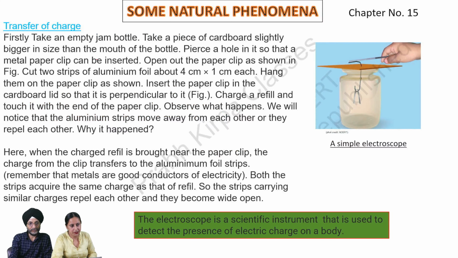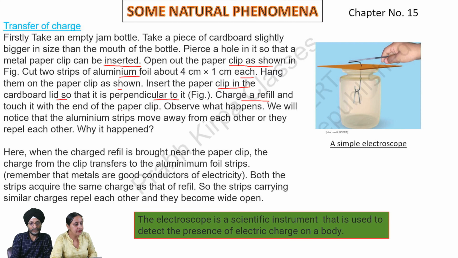Transfer of charge. Firstly, take an empty jam bottle. Take a piece of cardboard slightly bigger in size than the mouth of the bottle. Pierce a hole in it so that a metal paper clip can be inserted. Open out the paper clip as shown in the figure. Cut two strips of aluminium foil about 4 cm by 1 cm each. Hang them on the paper clip as shown. Insert the paper clip in the cardboard lid so that it is perpendicular to it.